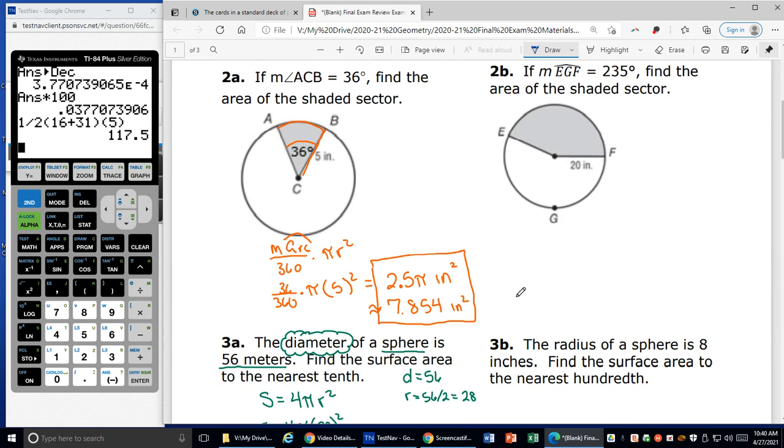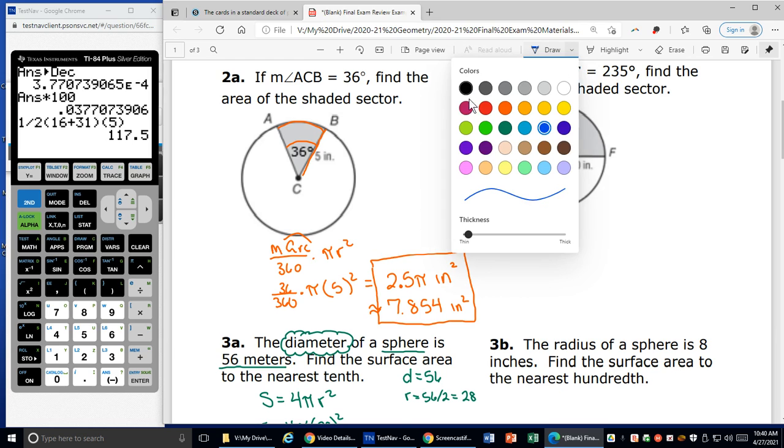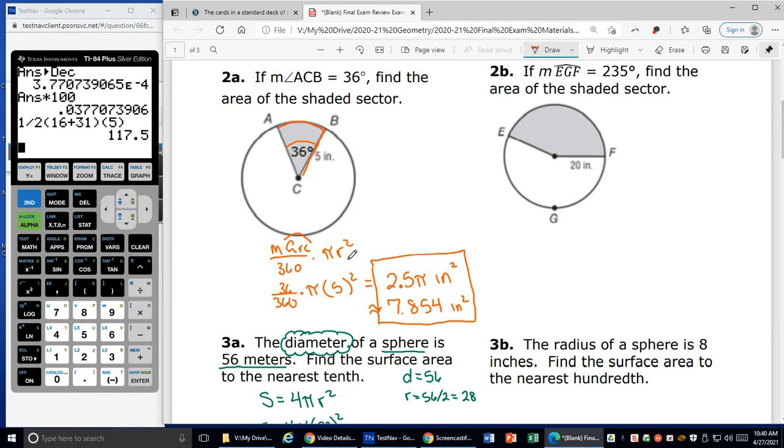If the measure of arc EGF is 235 degrees, find the area of the shaded sector. Okay, if I look at the formula that I used on the last one, the measure of the arc over 360 times pi r squared. Look at the measure of the arc, the measure of EGF. That means I start at E, I end at F, and I go through G. So they didn't actually give me the arc that I'm looking for. They gave me this outside arc. So it's going to be a little different than this one because I need to know what the shaded arc is.